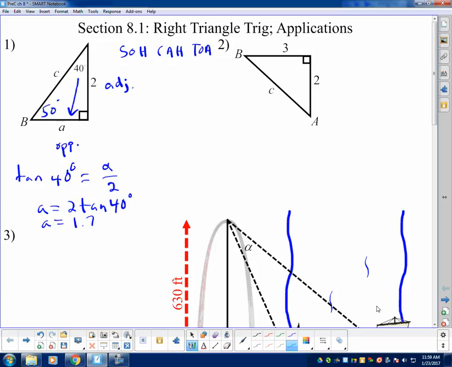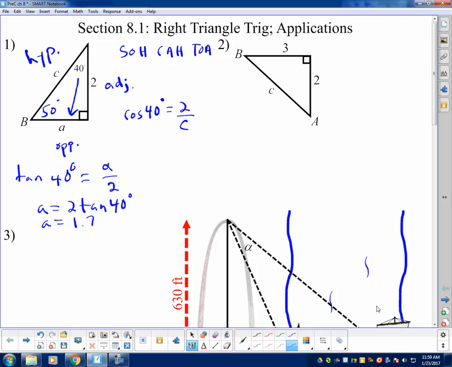Now, if I want to solve for C, the ratio I want to use, if I'm standing at the 40-degree angle, I would use the 2, not the 1.7, because we were given the 2. We just found the 1.7. What if we made a mistake, right? So let's go ahead and use the 2, which is the adjacent, and the hypotenuse. And of these three ratios, cosine involves adjacent and hypotenuse. So I have a cosine of 40 equals adjacent 2 over hypotenuse C.